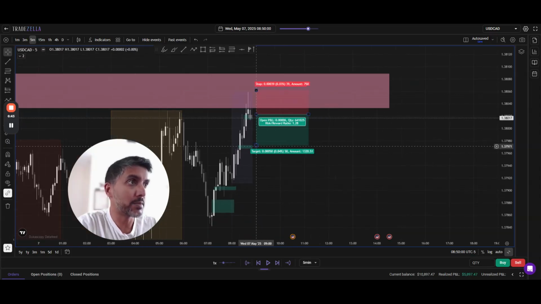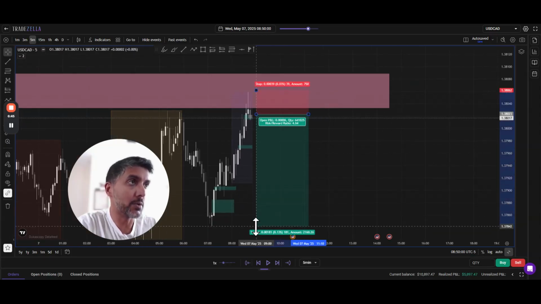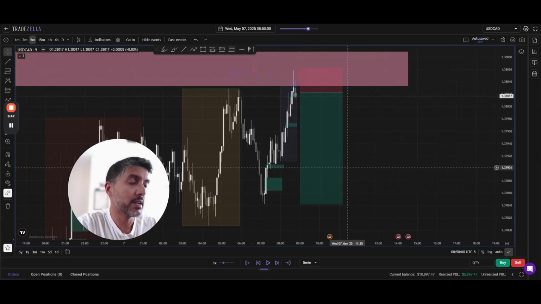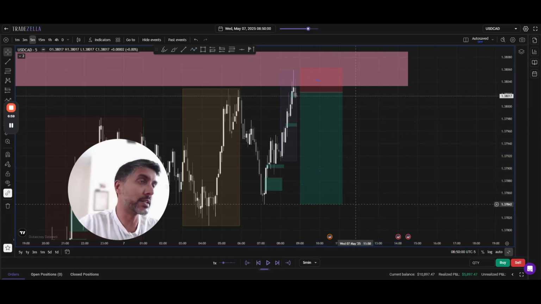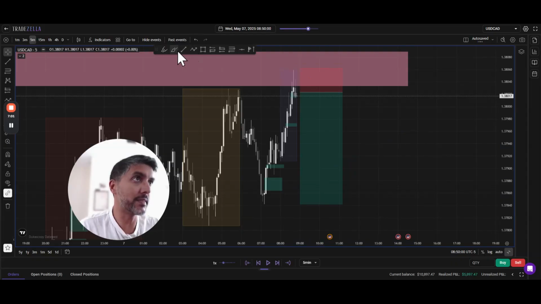And I'm going to now target this low. The theory being that we have entered, hit this, taken this high, and now we're going to the next area of internal liquidity, which is down here.